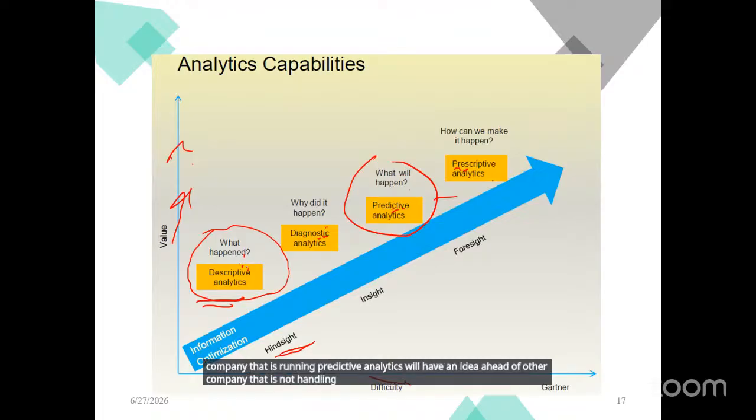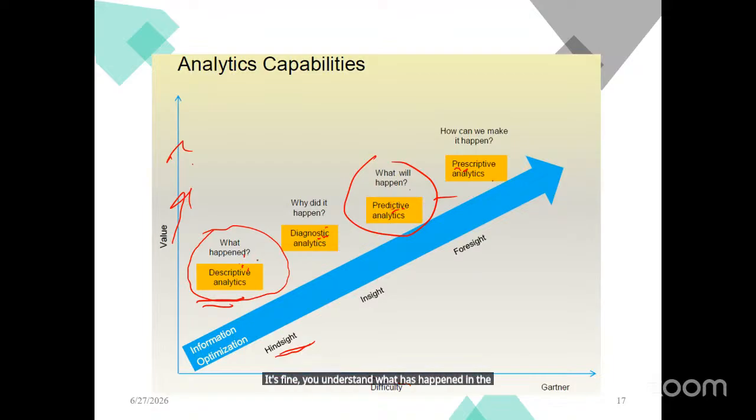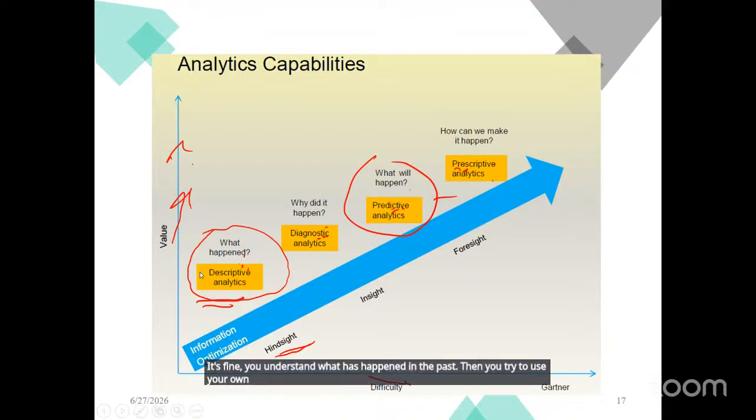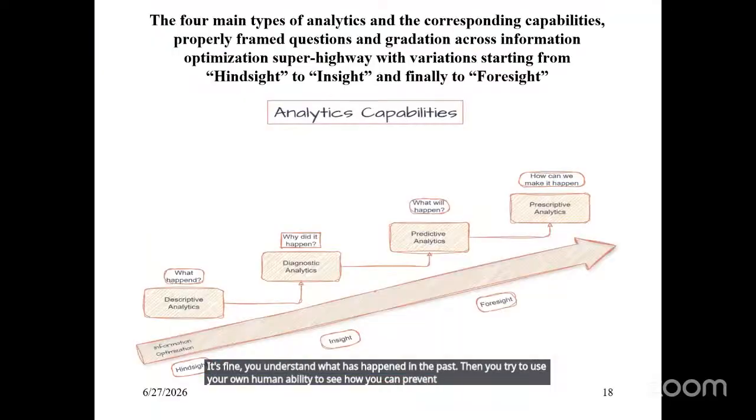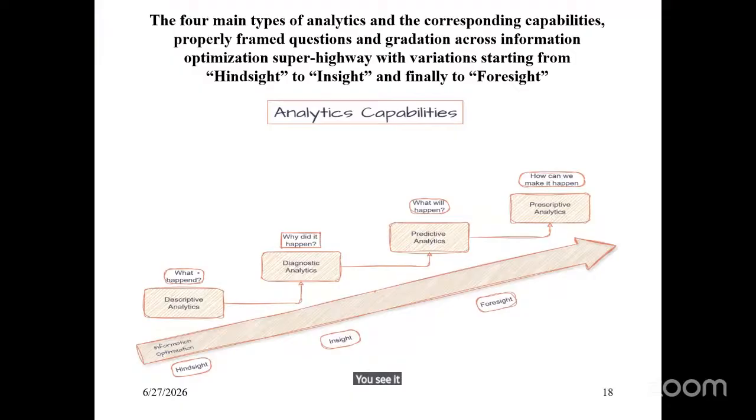So if you stay at this level, it's fine. You understand what has happened in the past. Then you try to use your own human ability to see how you can prevent it, or you can enhance it if it is something that is good. You see? That's the descriptive analysis. What happened? That's what you're answering. What really happened?